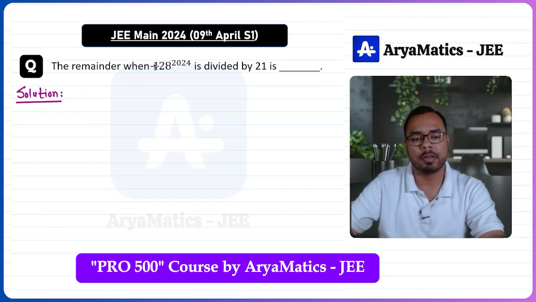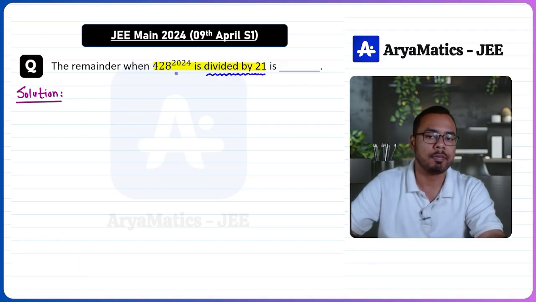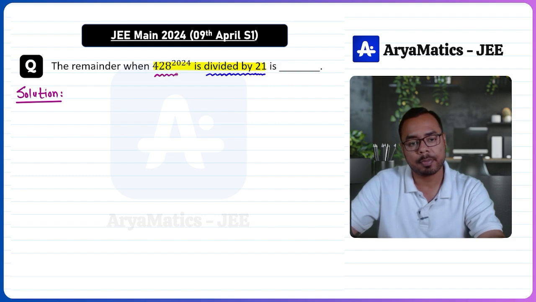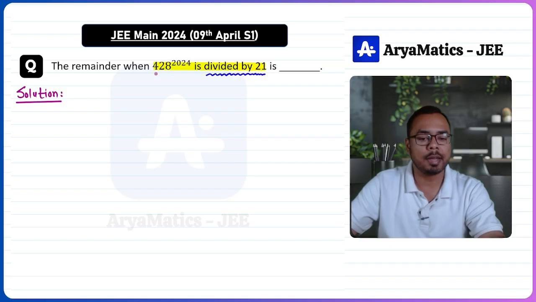Find the remainder when 428 raised to 2024 is divided by 21. Now in JEE Main, the problem on remainder calculation is very common, right? In the last few years, you will find that there are a number of PYQs where we have one number raised to some large power, and if we divide that number by some other number, then we have to figure out the remainder.